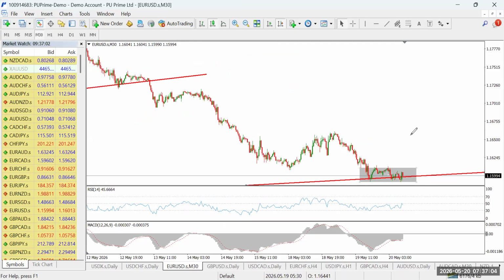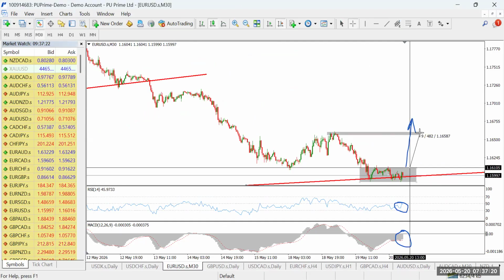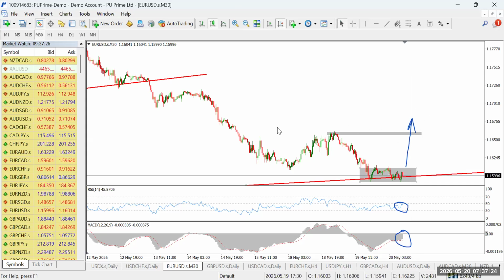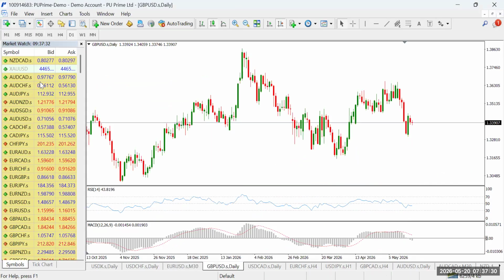So you may want to wait for price to break out of this range box, preferably RSI and MACD above zero when that happens. And the price may target this next resistance. If you want to just take a trade, price may target that next resistance. That's about 45 pips. So we're bullish on the Euro USD. So definitely JPUSD should likely give the same outlook.